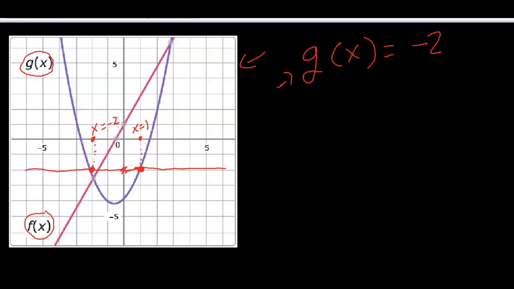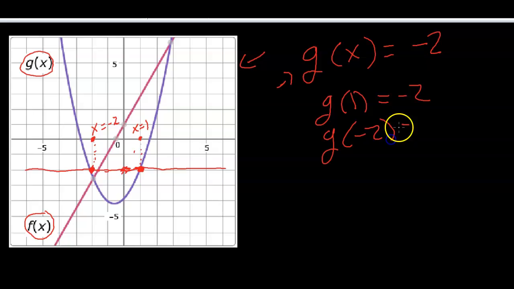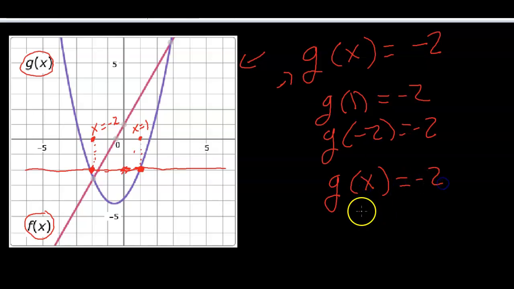So we see that the input x equals 1 corresponds to an output of -2 for the function g of x. And we see here that the input x equals -2 also corresponds to an output of -2 in the function g of x. So we know that g of 1 equals -2, and also g of -2 equals -2. So as an answer to our question, what are the x values such that g of x equals -2? Those x values are +1 and -2.